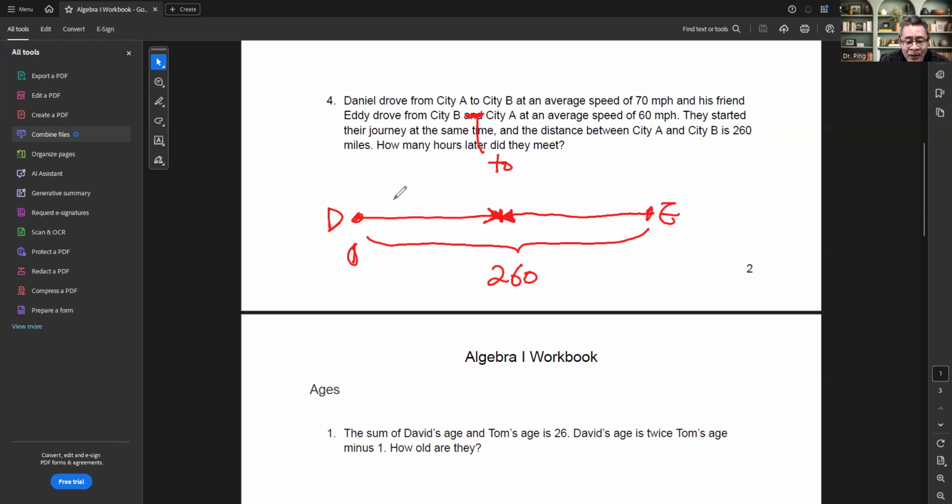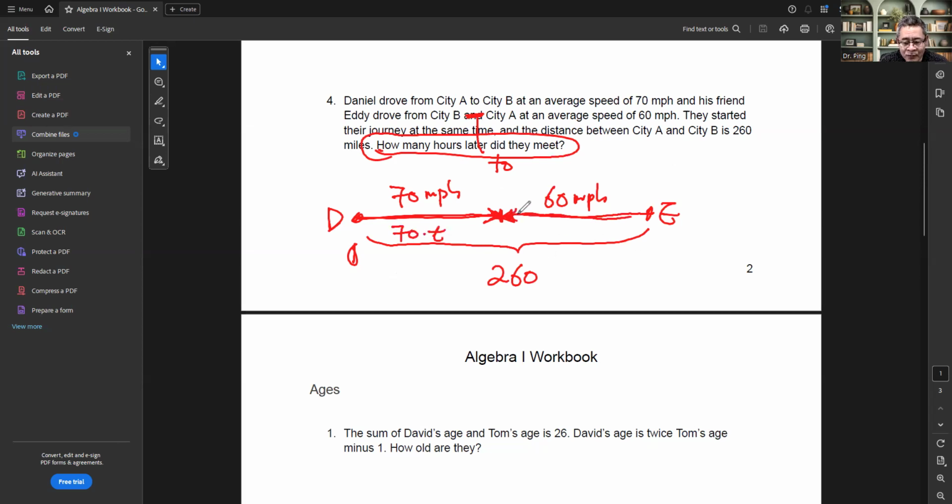So same thing, we know this is 70 miles per hour, and his friend 60 miles per hour. And in this case, we don't know the time when they meet. That's the asking, how many hours later did they meet? So that's where we set a variable, our t. So therefore, we can see the distance then becomes this part. The distance is 70 times t.